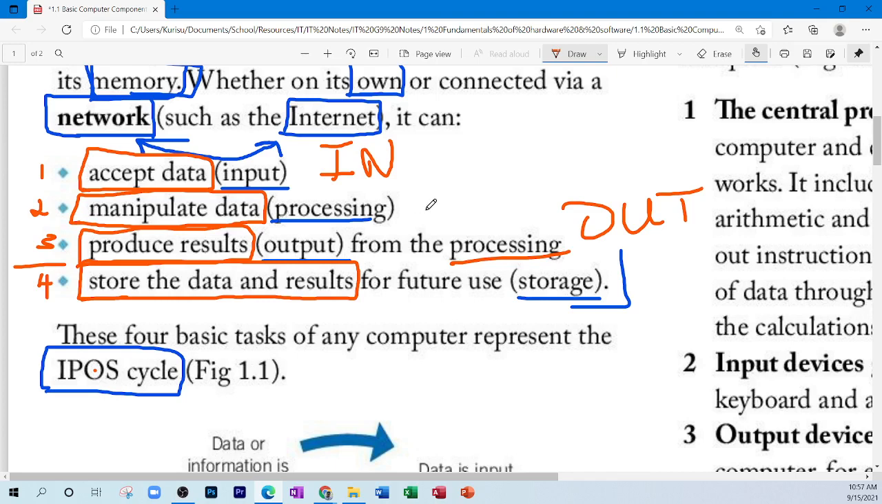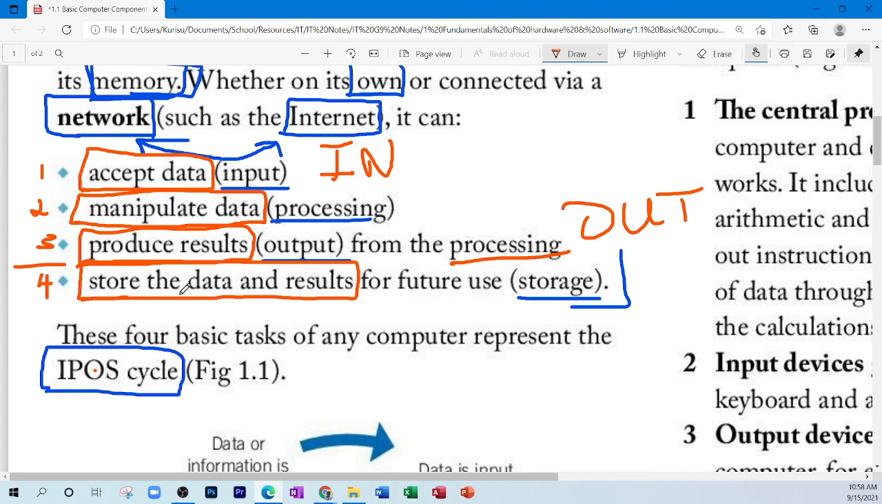Output now is when we get results. When we change the data, when we alter it, when we modify it, we get results from that data. We change it up to something that we want. So we went from an uncooked egg to a fried egg. So now that we can eat that egg, that is our result. That is your output. Once you get something out of the computer, that is your output.